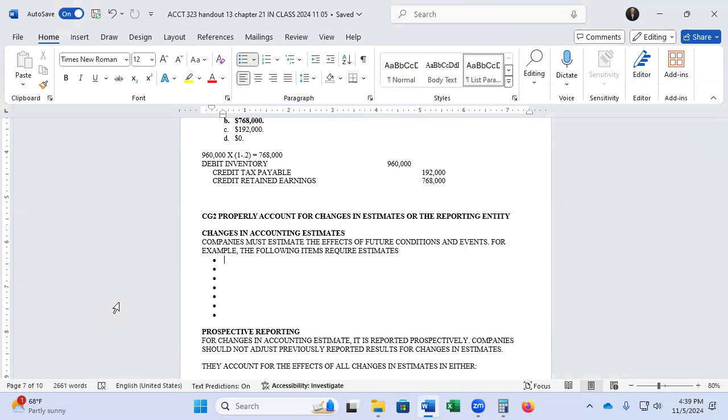Okay, now is time for our participation part of the show. Changes in accounting estimates. Companies must estimate the effects of future conditions and events. For example, the following items require estimates. So what are some of the things that we know require estimates? So recoverable mineral reserves. That sounds about like what you were saying, right? All in book form and stuff. What else?